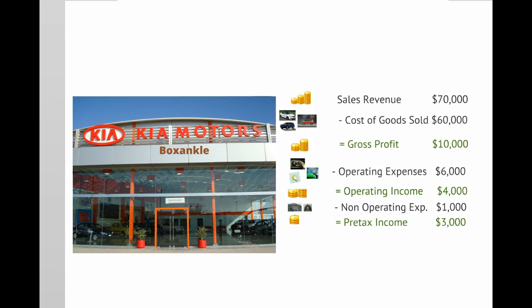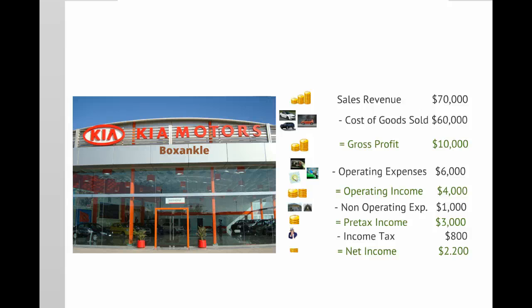Finally, in a corporation, Uncle Sam, income taxes have to be paid. So we're going to take our pre-tax income and subtract the corporate income taxes which are paid, in this case $800, and we're finally going to come out to the bottom line. The bottom line is net income, and it's $2,200.